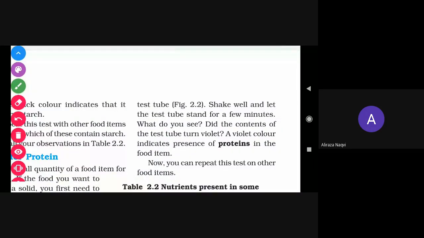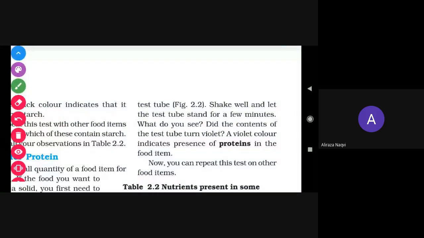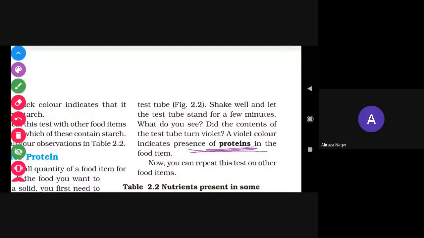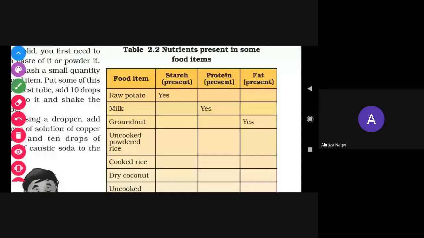Yes, ma'am. If your solution turns violet in color, it means that protein is present in your food item. All right? Yes, ma'am. Great. Okay, then there is this table, table 2.2. In that, you need to perform experiments for all of these, and that's how you will know if your food item contains these things or not.